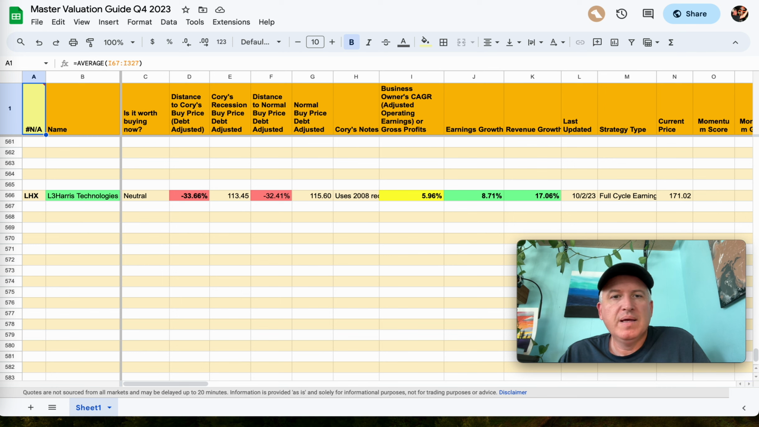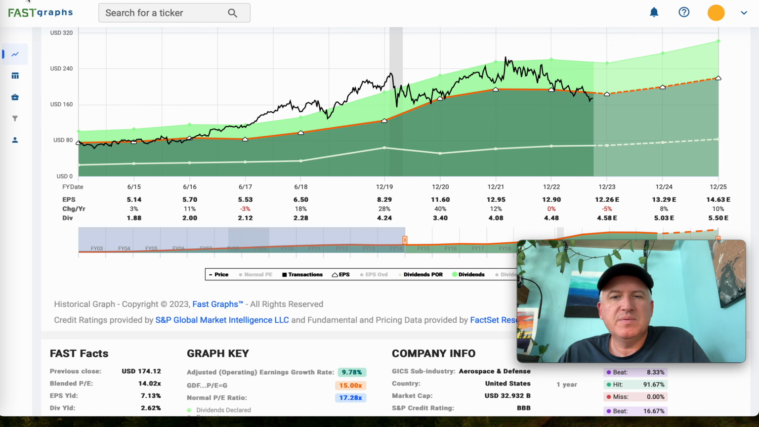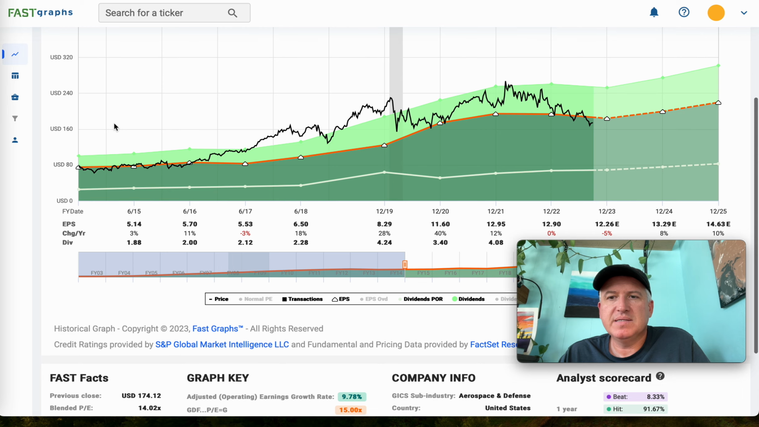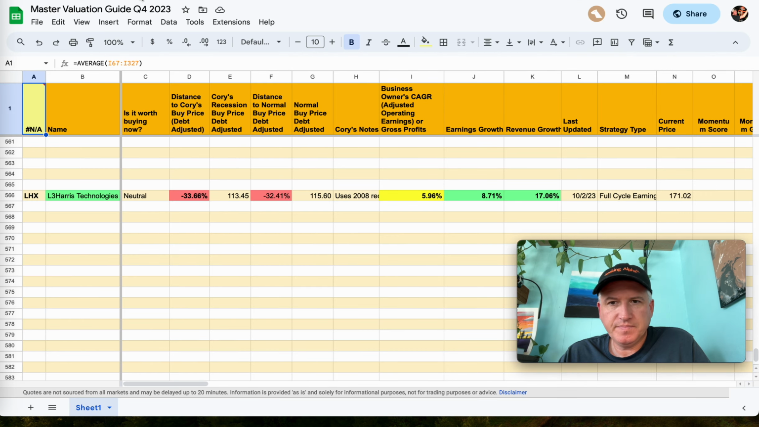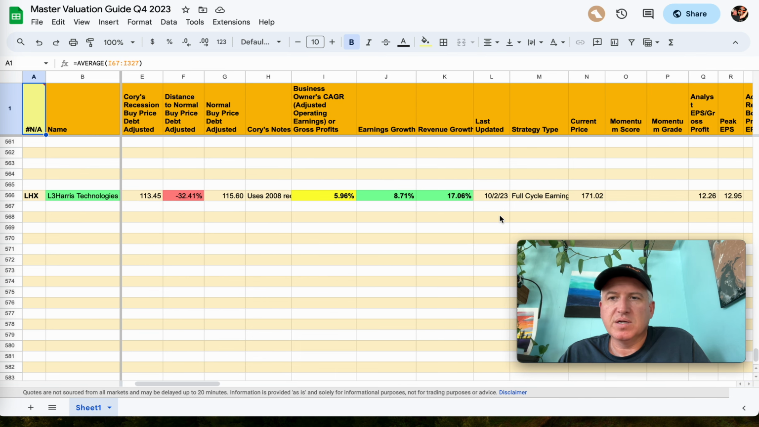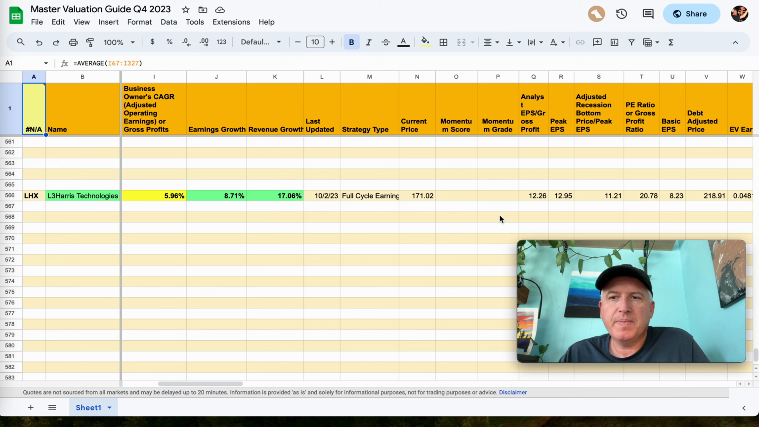So let's see what the best thing to look at next is. We have the revenue growth, which is almost 8.71%. The next thing we want to figure out is the earnings yield. And this is where things are going to get a little interesting.